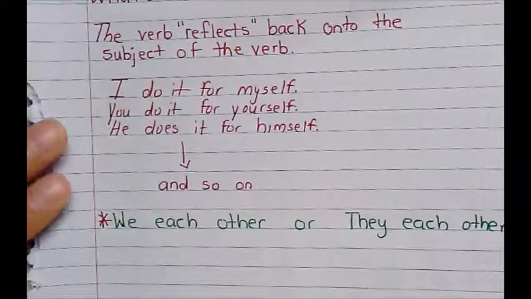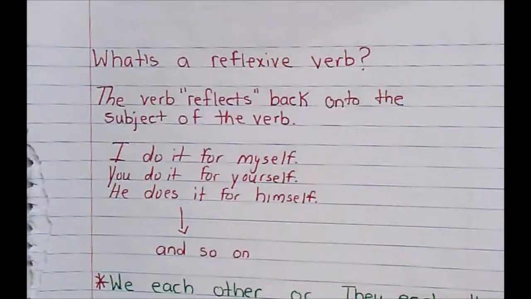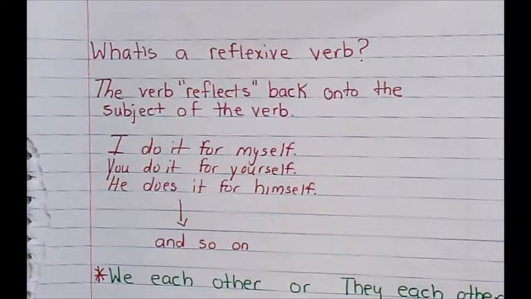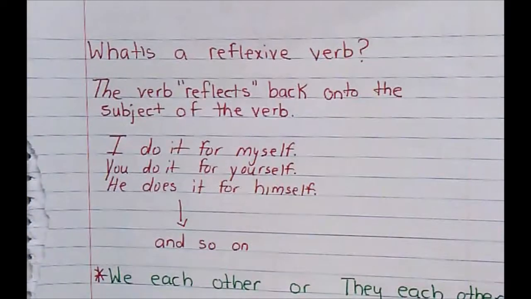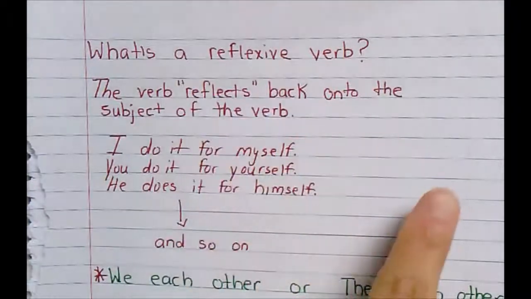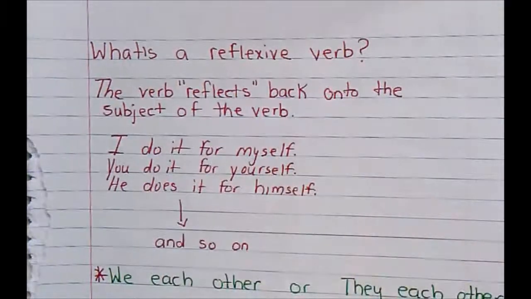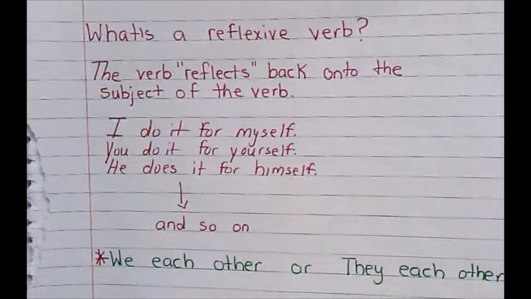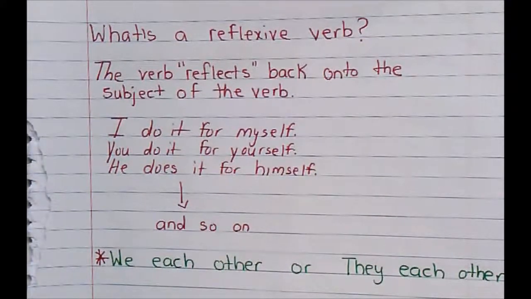Okay, so first things first. What's a reflexive verb? ¿Qué es un verbo reflexivo? When we talk about a reflexive verb, it talks about how the verb reflects back onto the subject of the verb. So what am I saying? It is any action that I do to or for myself. So I do it for myself, you do it for yourself, he does it for himself, and so on, okay? So that is the way you need to think about this verb. Is it action that I'm doing to or for myself? Okay, it reflects back on me.